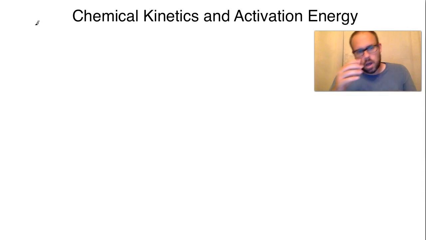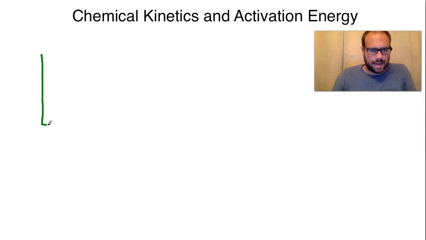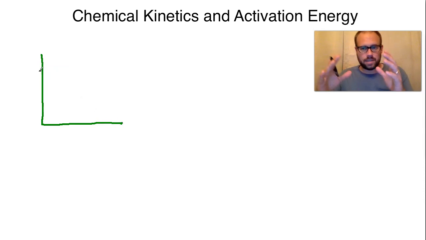So when we talk about chemical kinetics and activation energy, you need to understand what activation energy is. An activation energy is the amount of energy required to bring a compound or a set of reactants to what's called a transition state. And when you head to a transition state, the transition state is the highest energy state where bonds are partly broken and partly formed in your reaction.